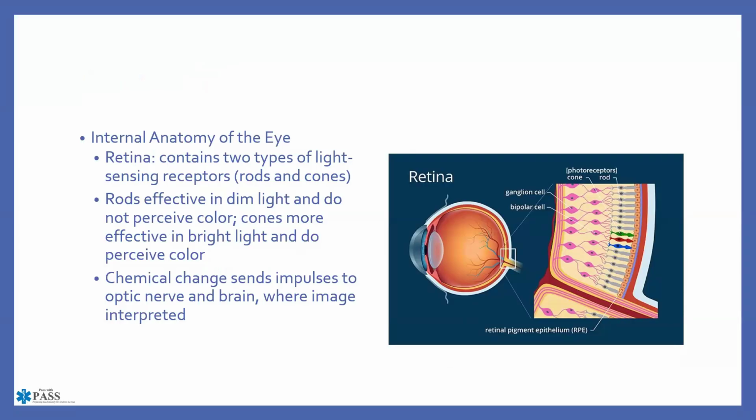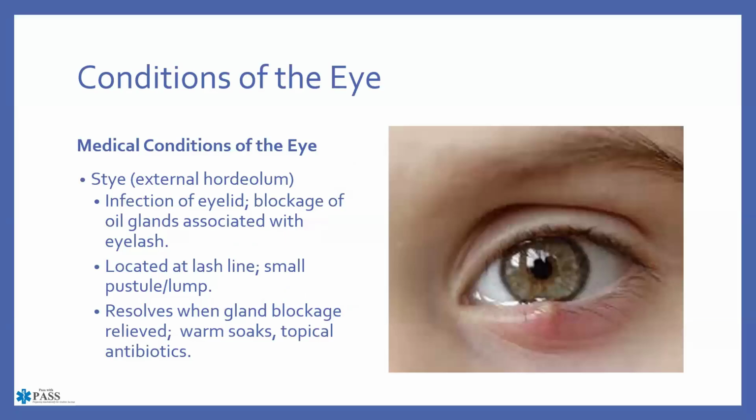The retina contains two types of light sensing receptors. We have both our rods and our cones. Remember that rods are effective in dim light, and they do not see color. The cones are effective in bright light, and they do perceive color. So if you have somebody that is color blind, then they do not have the cones that they need in order to perceive that color. Chemical changes send impulses to the optic nerve in the brain, where the image is then interpreted. So again, very interesting how it all takes place.